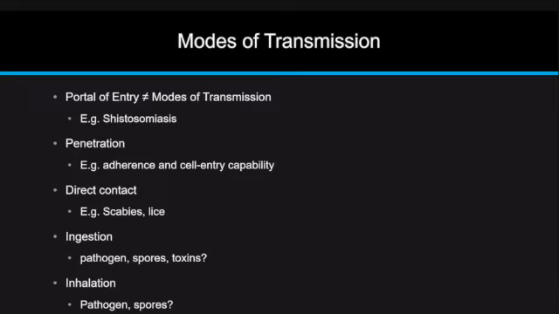And when we ingest, is it the pathogen? Is it a spore, like in your Clostridial species, or is it a toxin that's already an exotoxin that has been produced, and you're ingesting the toxin, which then causes disease? Right? So these are some of the things when you consider the mode of transmission via ingestion.